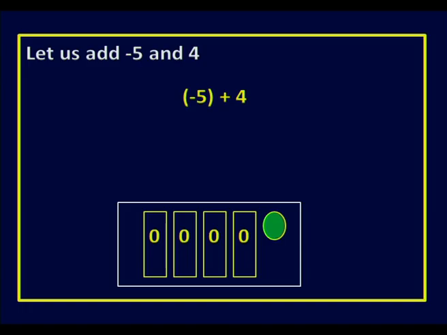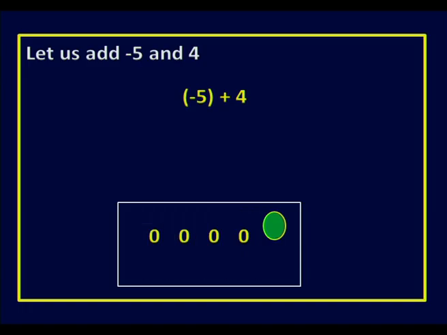And what is the color of that coin, children? Yes, it is a green coin. And what does a green coin represent? Yes, you are again correct, children. It is a negative number. That means we have only 1 green coin. This represents -1. That means, -5 plus 4 is equal to -1. That means, when I added a negative integer and a positive integer, I got a negative integer here, isn't it?